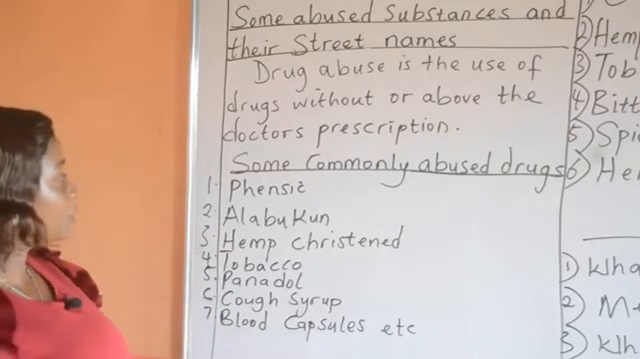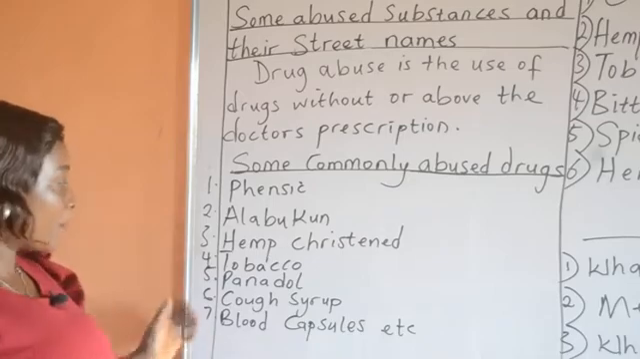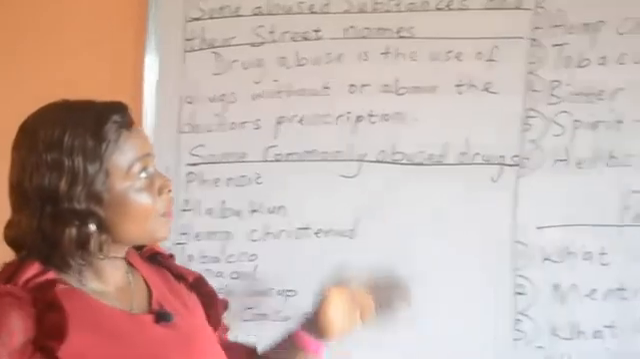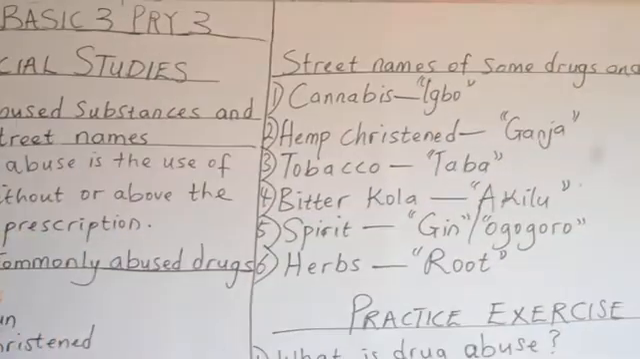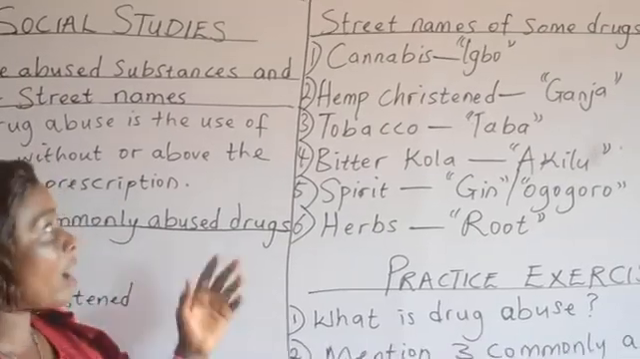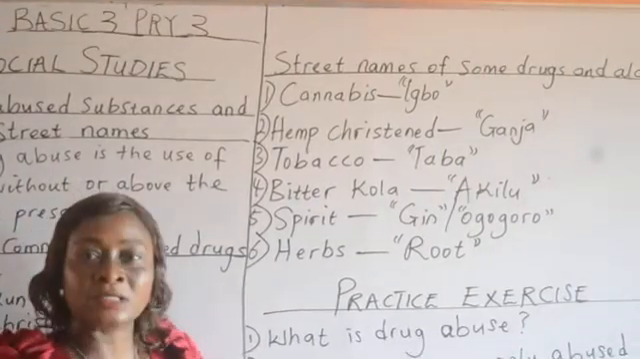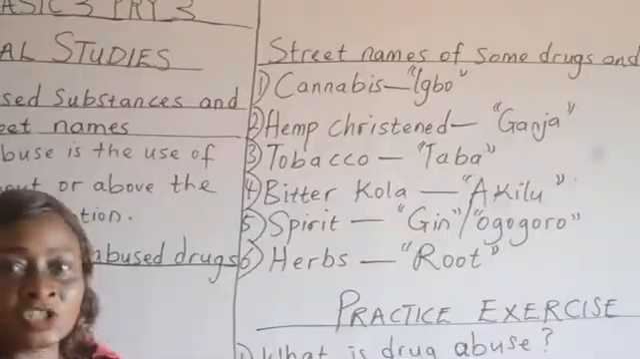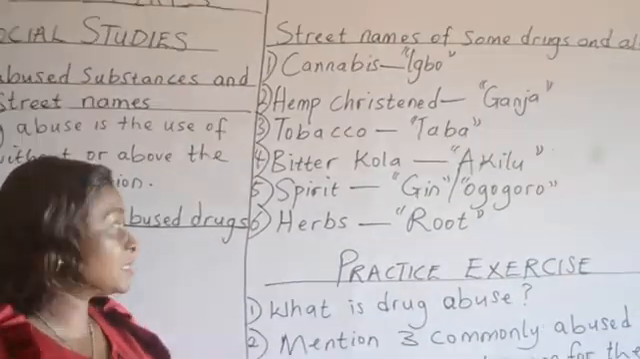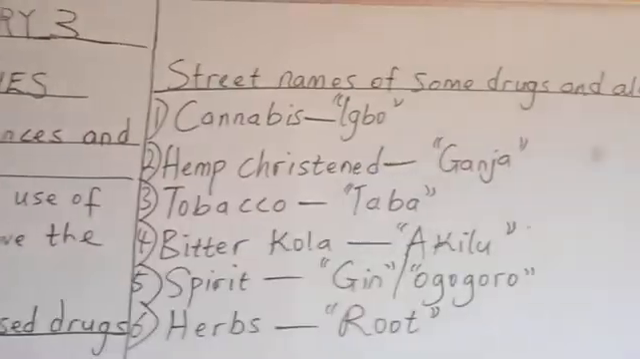So some commonly abused drugs are Fensic, Alabukun, hemp crystal, tobacco, Panadol, cough syrup, blood capsules, etc. The street names of some drugs and alcohol: Igbo is the street name for cannabis. Ganja is the street name for hemp crystal. Taba is the street name for tobacco. Akilu is the street name for bitter cola. Gin or ogogoro is the street name for spirit, while root is the street name for herbs. I hope you understood everything.